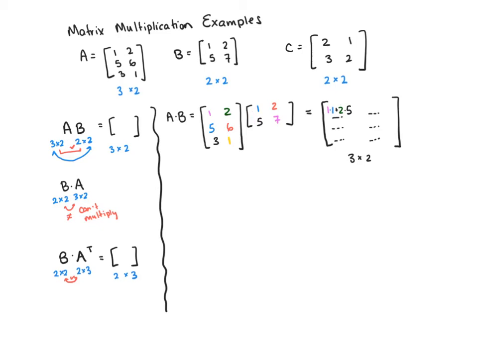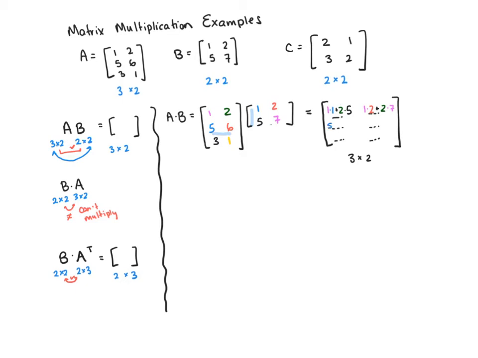And now for my next entry, I need to do row by column. So I'll do 1 times 2 plus the 2 times the 7. And then we move down to the next row and column. So I don't want to do this row and this column. We'll move down to the next ones. So we do maybe this row and this column. Okay, so let's go ahead and do that.